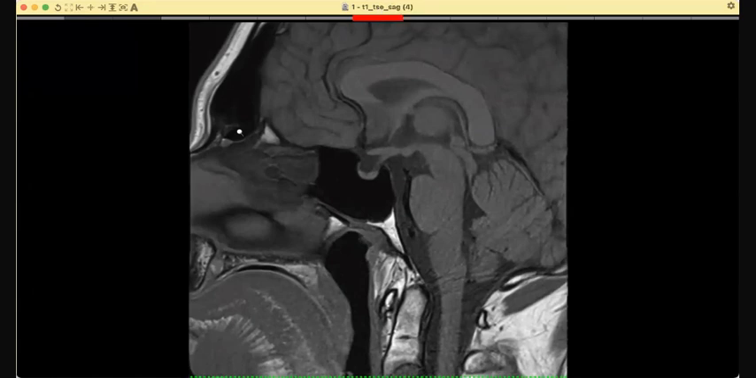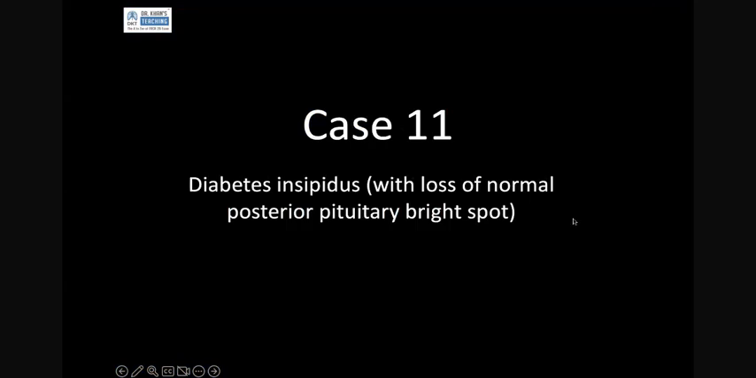So what is your final conclusion? This is a posterior pituitary agenesis with the possibility of a pituitary adenoma or a Rathke's cleft cyst in the anterior pituitary. This is diabetes insipidus with loss of normal posterior pituitary bright spot.